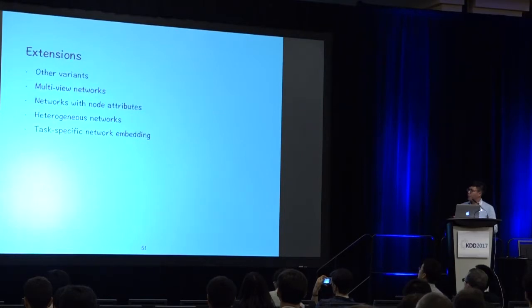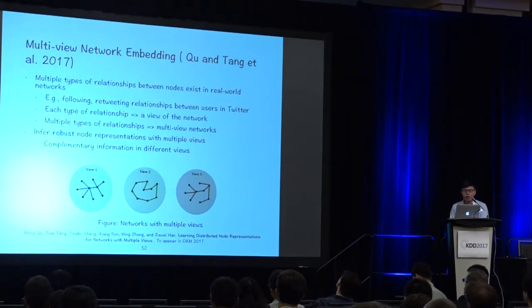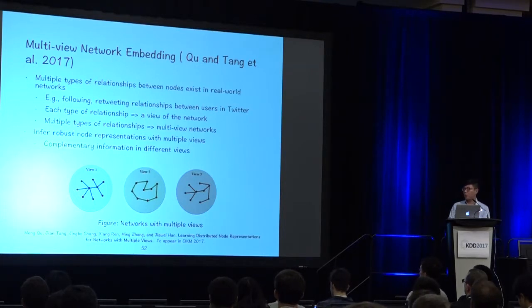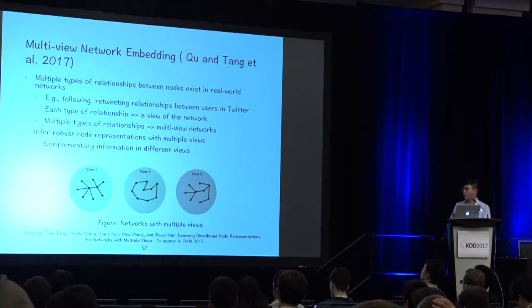Okay. So next, I'm going to introduce how to learn node representations for networks with multiple views. Because in real world networks, there can be multiple types of relationship between nodes. For example, for users in Twitter, we can have the following relationship, and also a relationship like retweeting, right? So there are many types of relationship between the nodes. And every type of relationship induces a proximity between the nodes, which defines a view of the network. So when there are multiple types of relationship, there are multiple views of the network.